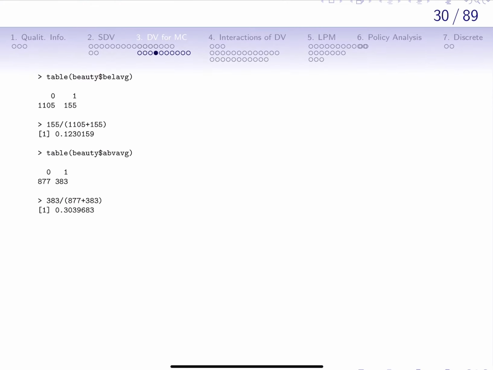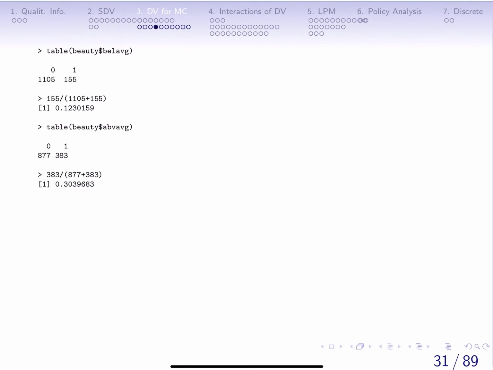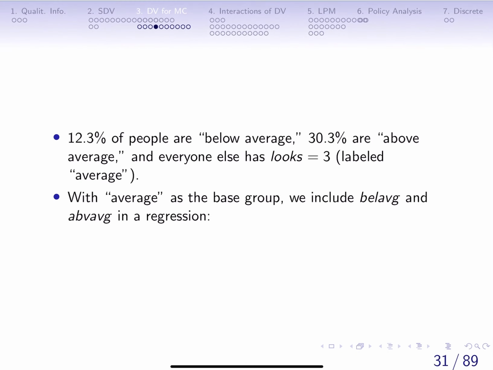So we took average as the base group. And here we can also tabulate below average. This seems much better, where if we look at how many people were below average, it's about 155, which, in percentage terms, is about 12.3% of our sample. And then you can also see the same thing for above average individuals. So 383 people were above average, which is about 30.3% of the people.